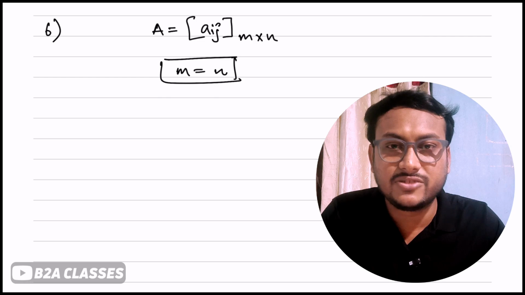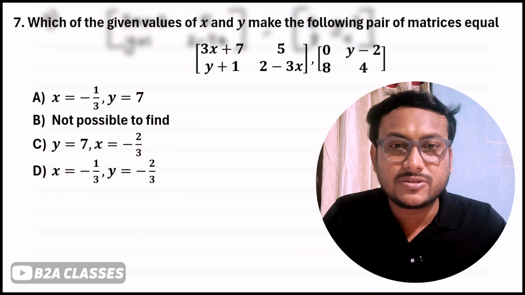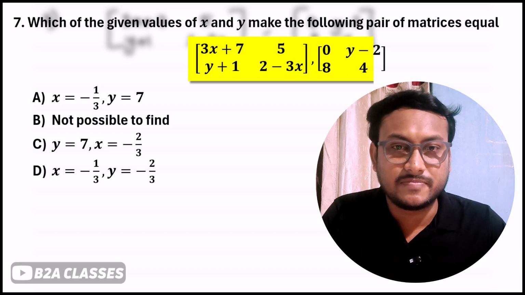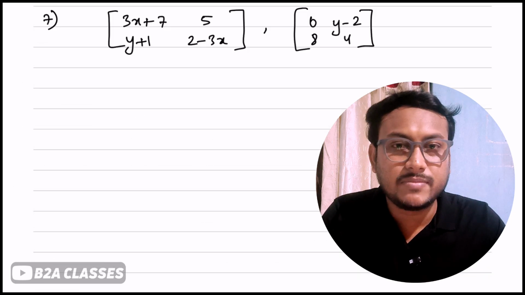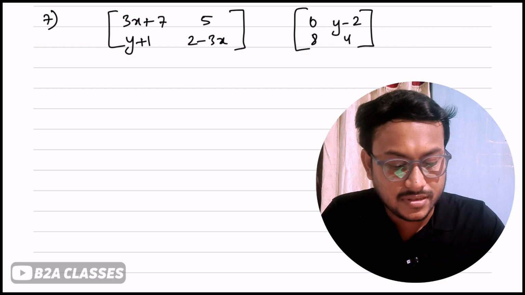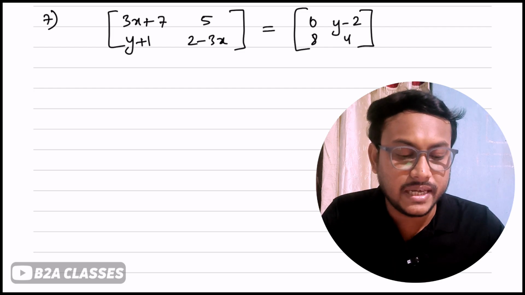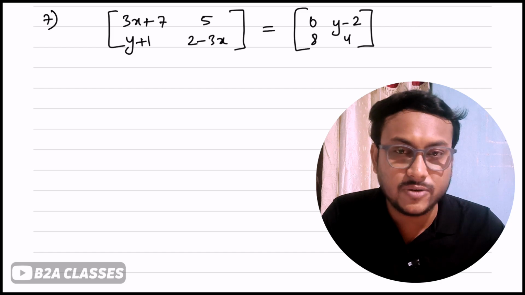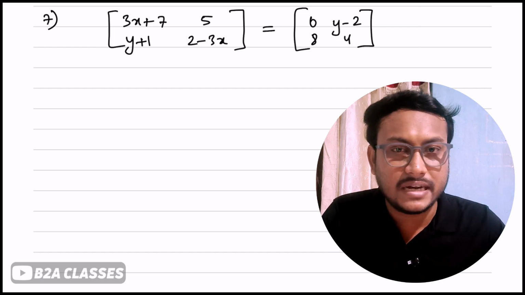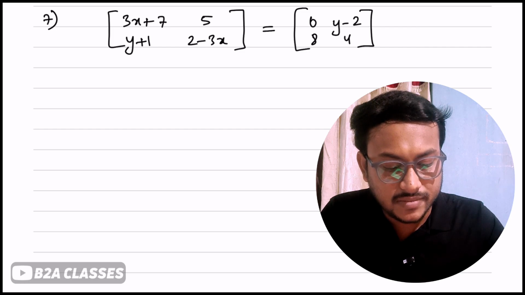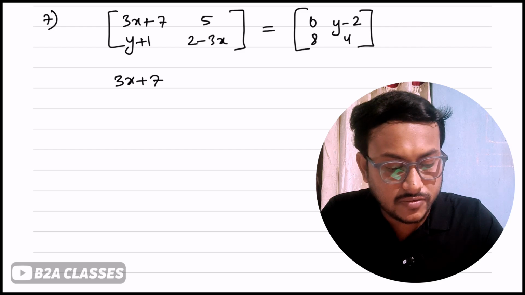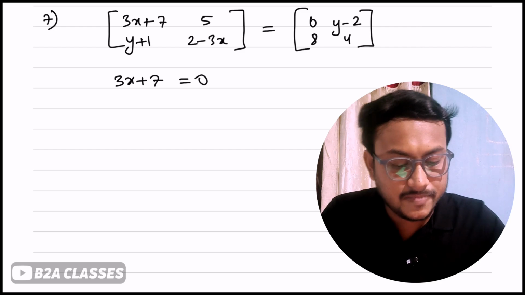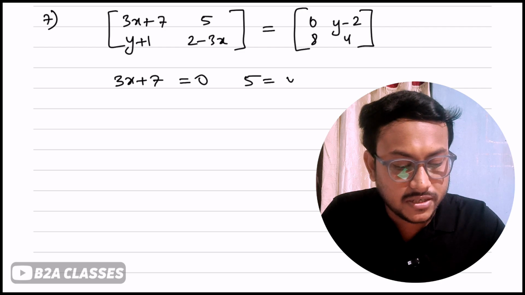Now we'll move on to the next question, which is also a multiple choice question. The question asks: for what values of x and y will these two matrices be equal? We have to equate the matrices and find the values of x and y. So let me put an equal sign between these two matrices and calculate x and y by equating the elements. Because the two matrices are equal, we can equate the corresponding elements. The first element: 3x plus 7 equals 0, and the second element: 5 equals y minus 2.